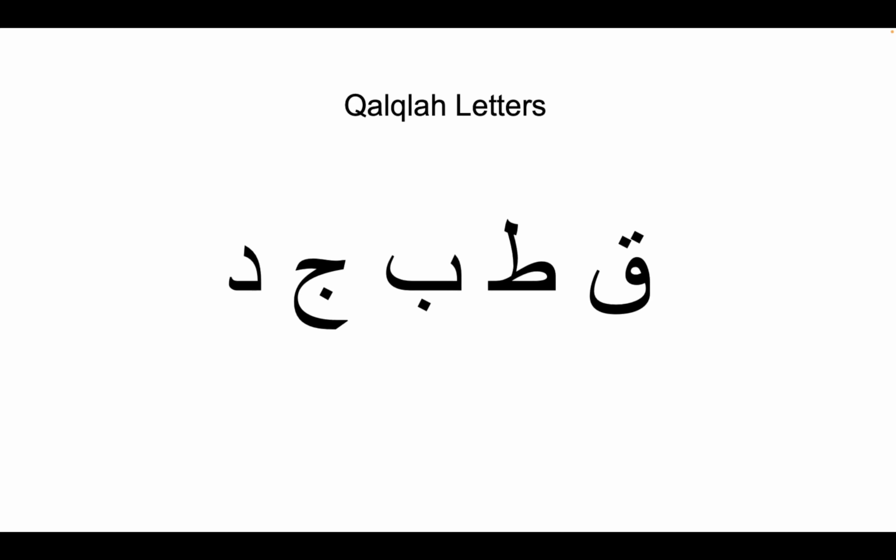And there are 5 letters of qalqala. We have to bounce our sound whenever these letters appear with a sukoon on them. And those are qaf, ta, ba, jim, dal, or jad qutub, or qutub jad. You can remember it that way. Whenever these 5 letters have a sukoon on them, the sound has to be bounced a little bit. You can watch the qalqala letters video. It's in the channel.